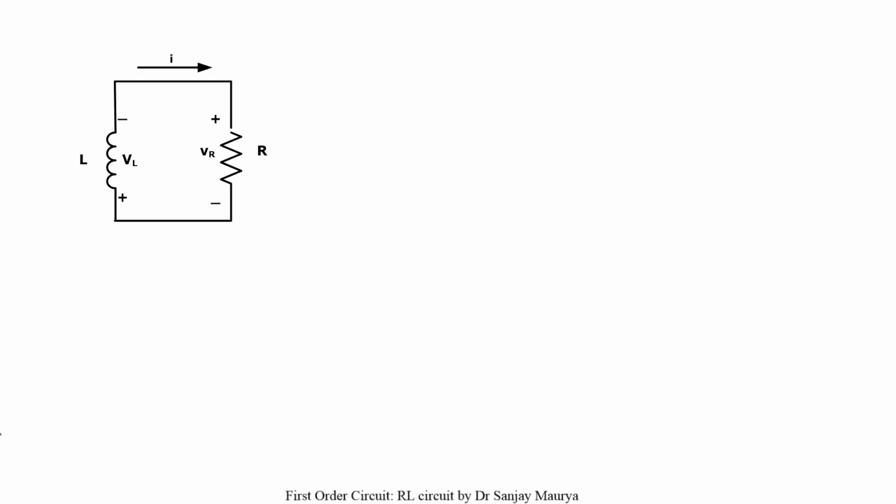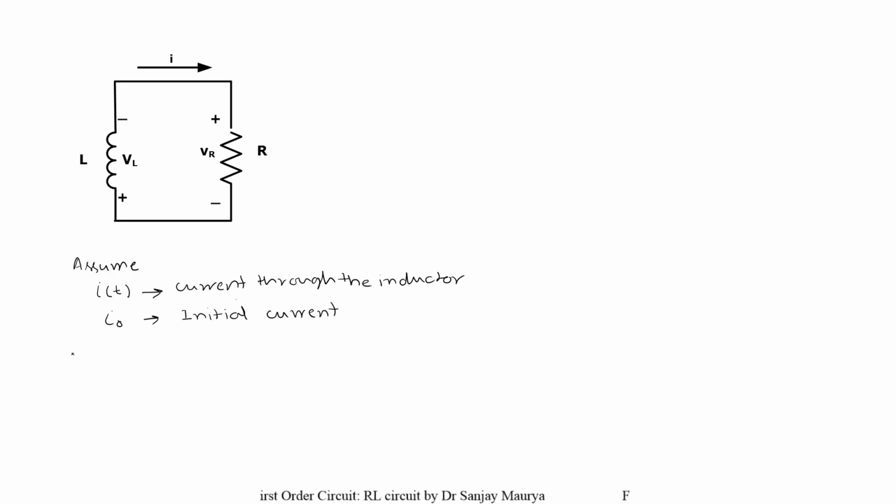Initially, the inductor has energy stored in it, which is causing the current to flow in the circuit. So our aim is to find the response of the circuit. For that, I am going to assume the current through the inductor is i(t), and I naught is the initial current through the inductor. Hence the energy stored in the inductor will be given by W naught equals half L into I naught square.